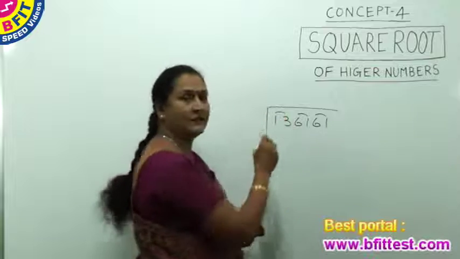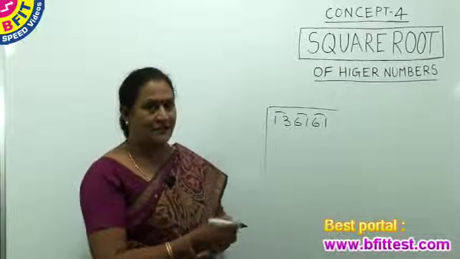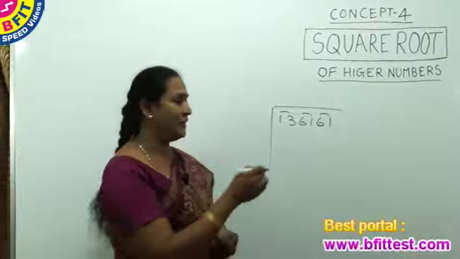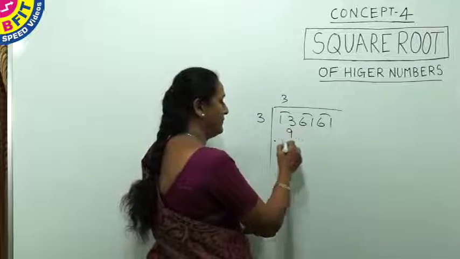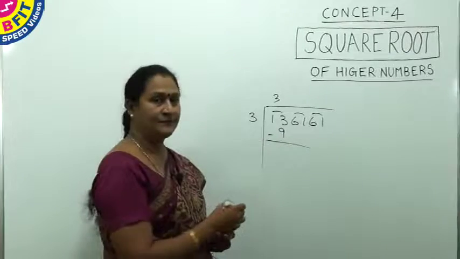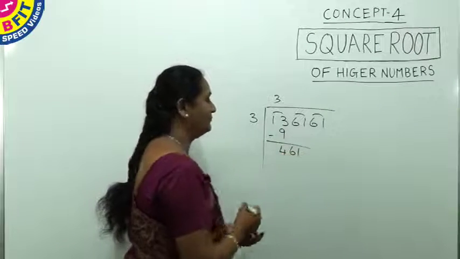So it is 13 here. And what is the square number in 13? It is 9, so 3 into 3 is 9. So write 3 in the quotient place and subtract. Get the difference and bring the next pair down.